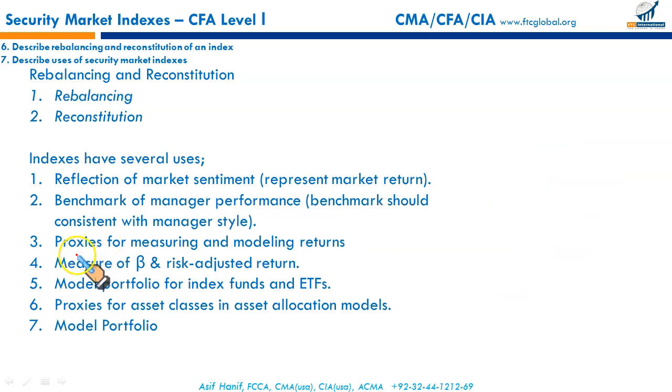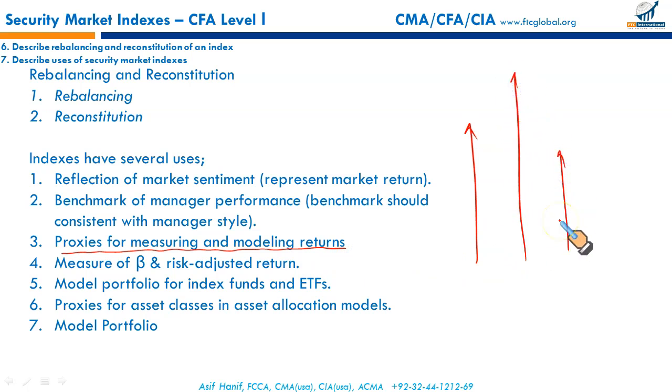So it's a benchmark with which we can track the performance of a particular portfolio manager. Next, indices are used as proxies for measuring and modeling returns, because an index shows the overall sentiment of the market, so we can use an index as a benchmark for our modeling. Index is also used as a proxy for measuring beta, which we will discuss in subsequent readings. What is beta? It's a measure of systematic risk. It also helps us to measure risk-adjusted return. How? It's coming in our subsequent readings.